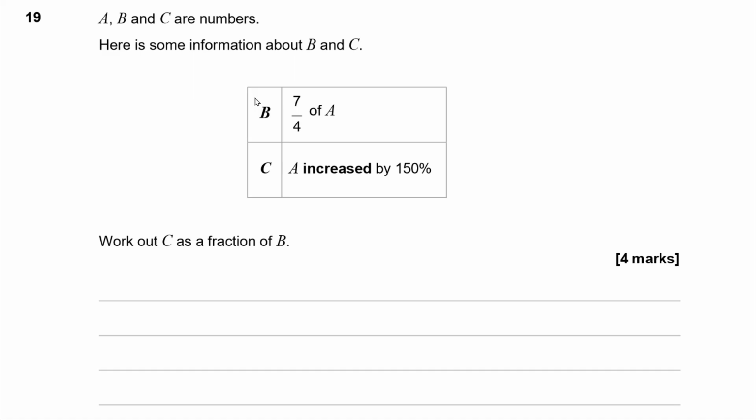C is a fraction of B. So let's just make this a little bit more mathematical and take the wordy bits out. So B is 7/4 of A. That means that in math speak, that is B equals 7A over 4, isn't it? Okay, B is 7A over 4.